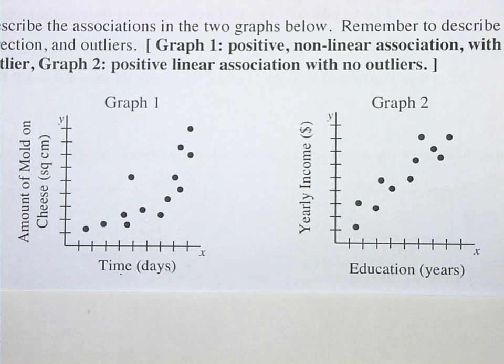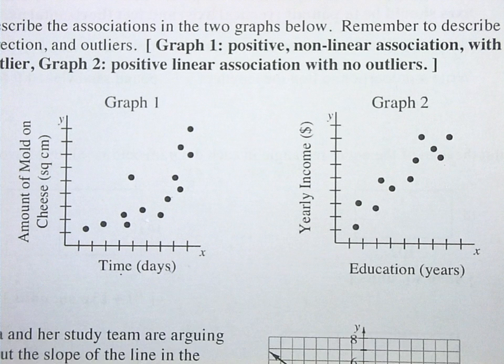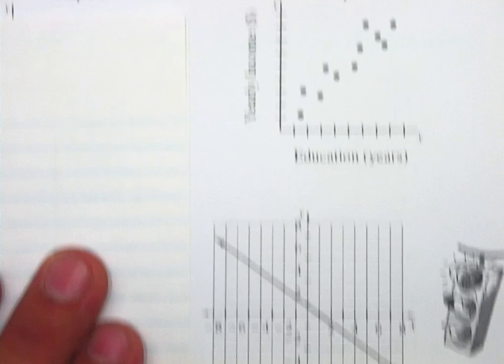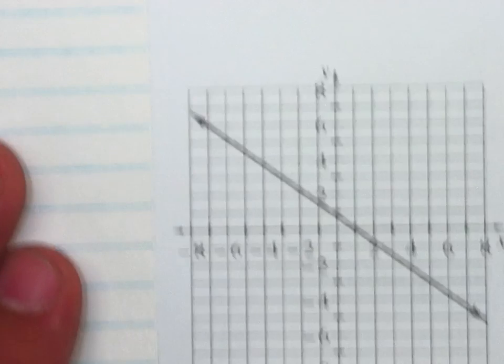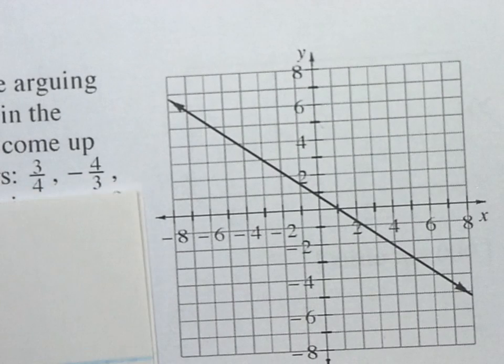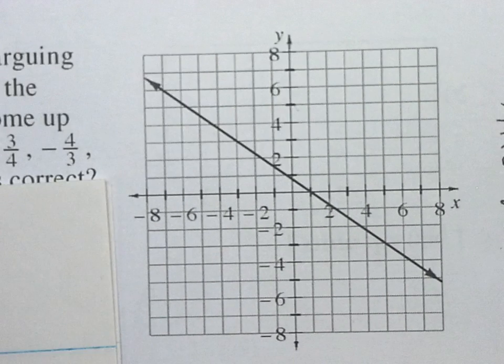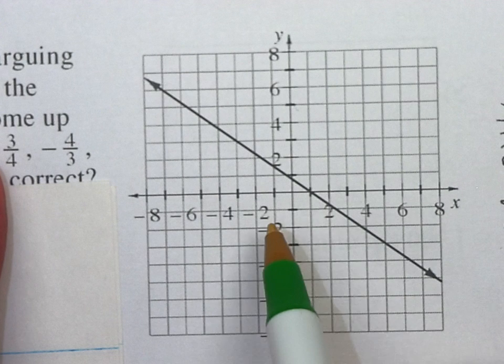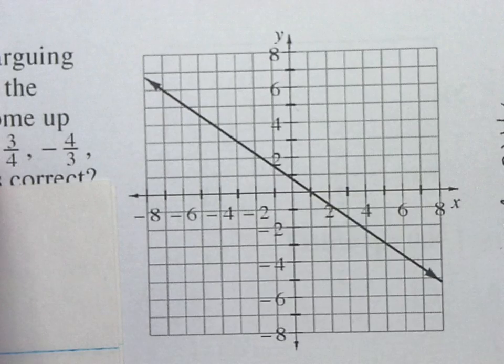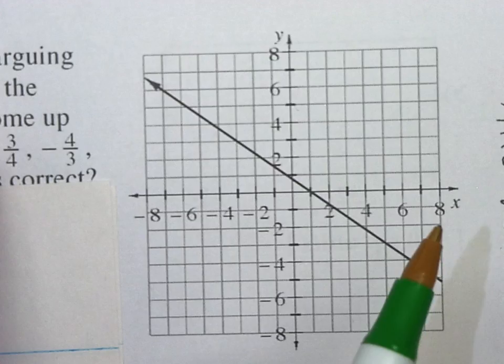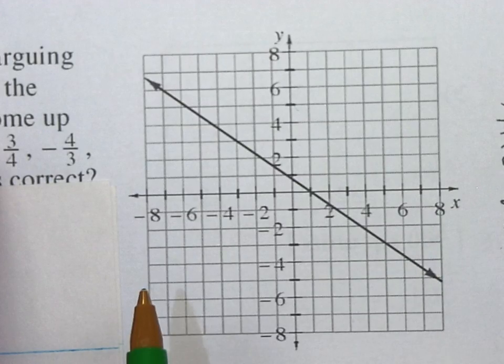All right, the next one. So the next one has this graph for you, right? It says, Ella and her study team are arguing about the slope of the line. Ella says, my slope is correct. Hey, my slope is correct. Your slope is correct. So all these people are arguing.